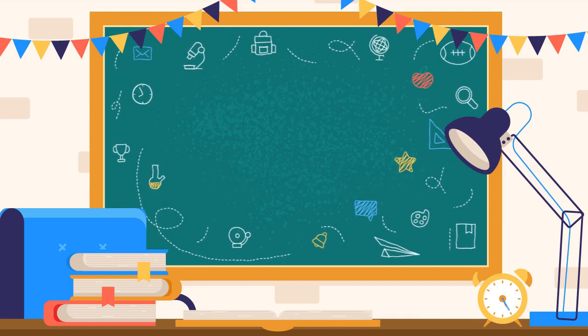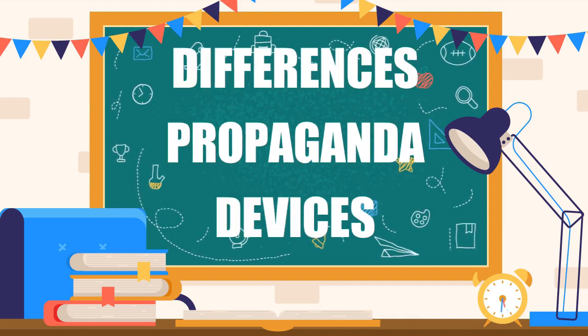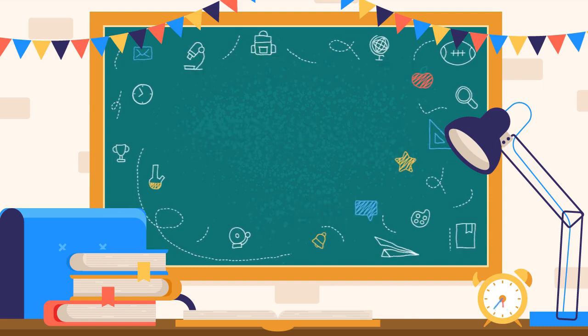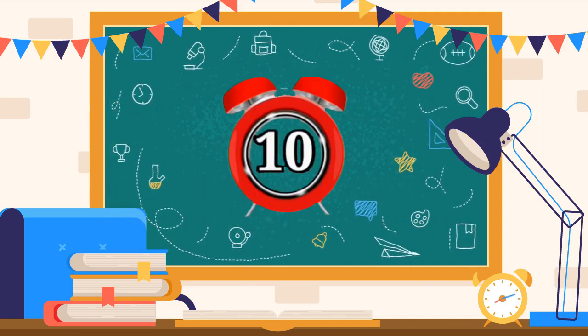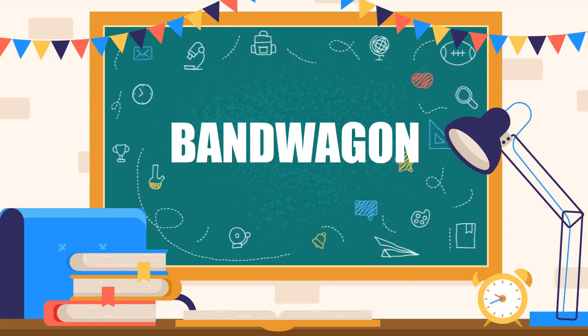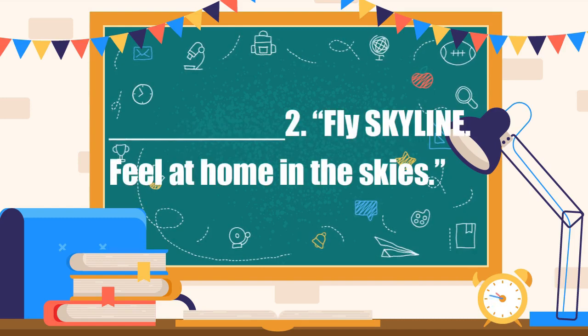Since we already had an understanding what are the differences of propaganda devices, I bet we are now ready for another exercise. Number one. Join the Olympics 2021 in Japan. Buy 3 tickets and get 1 free. Join the thousands of sports enthusiasts and enjoy this once-in-a-lifetime experience. That's correct. It's bandwagon. Number 2.